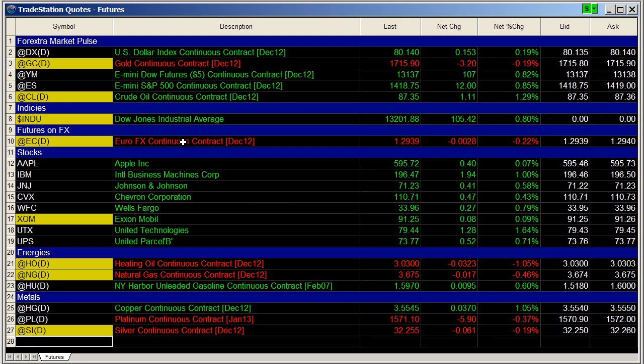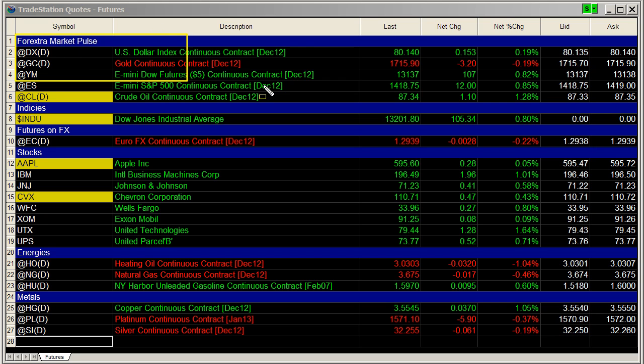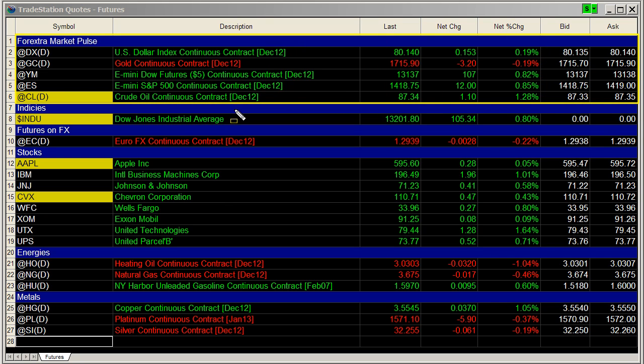And what I'm looking at is really a handful of markets that I call the Forextra. And that Forextra is comprised of the dollar index, the gold market, the Dow, S&P, and the crude oil market. And you'll see I've got all 5 of these right here. I'm keeping an eye on them.